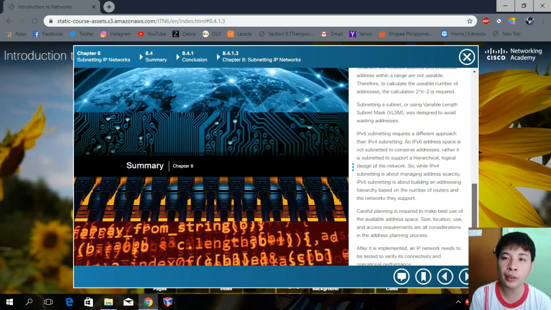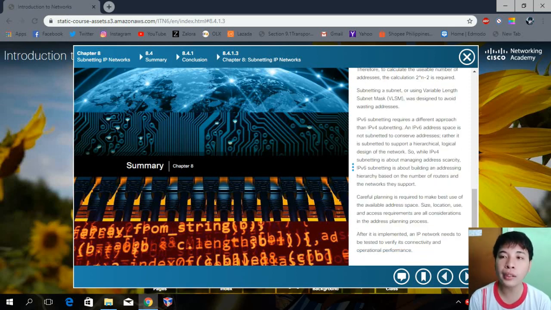IP version 6 subnetting requires a different approach than IP version 4 subnetting. An IP version 6 address space is not subnetted to conserve addresses. Rather, it is subnetted to support a hierarchical logical design of the network. While IP version 4 subnetting is about managing address scarcity, IP version 6 subnetting is about building an addressing hierarchy based on the number of routers and the networks they support.